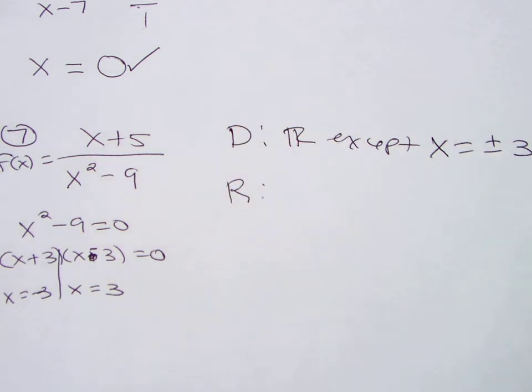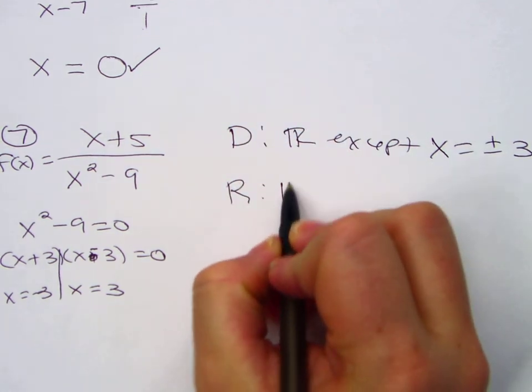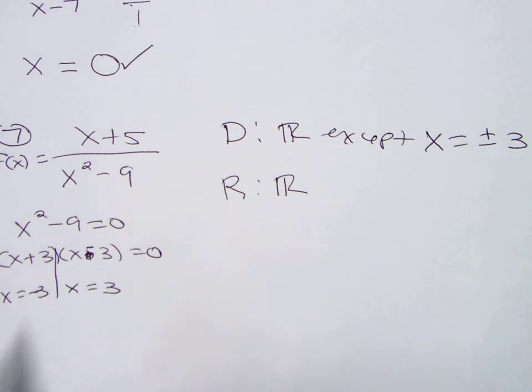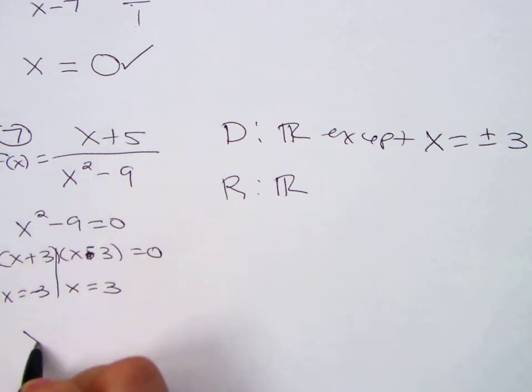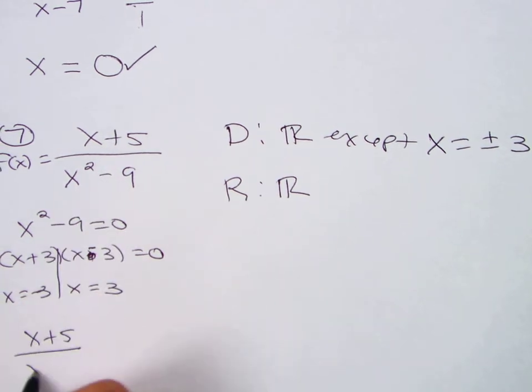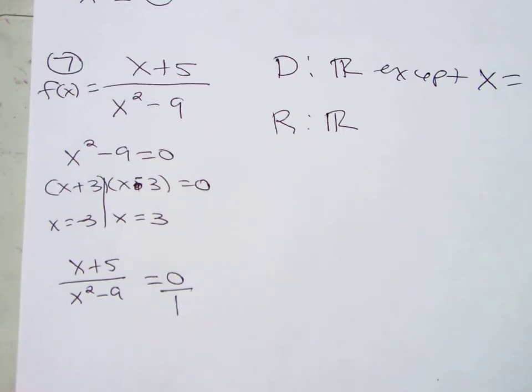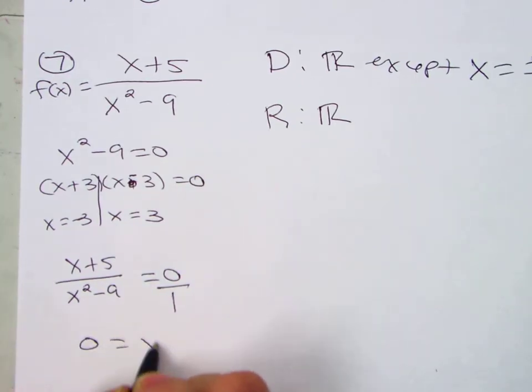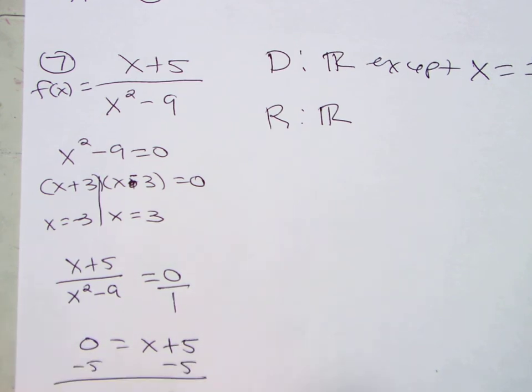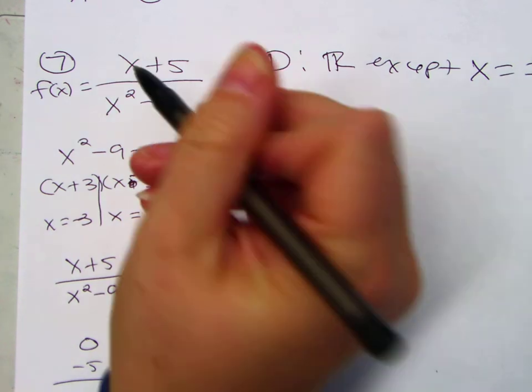Range. What do you think? All real numbers except. Is there an except here? Can we get 0 out of this, x plus 5 over x squared minus 9? Can we solve it? Try cross multiplying. See what happens. 0 equals x plus 5. Is that solvable? Yeah. So why were these two solvable and the others weren't? There was an x on top.